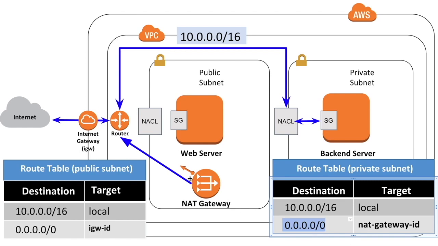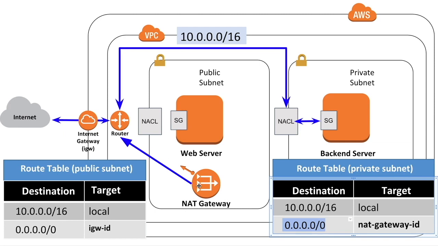So from here it will go to the NAT gateway, and the NAT gateway then does the NATing. So it will record the private IP of the backend server and use the elastic IP that is assigned to the NAT gateway to go to the Oracle website via the internet gateway and grab whatever updates that it needs and come back to the NAT gateway.